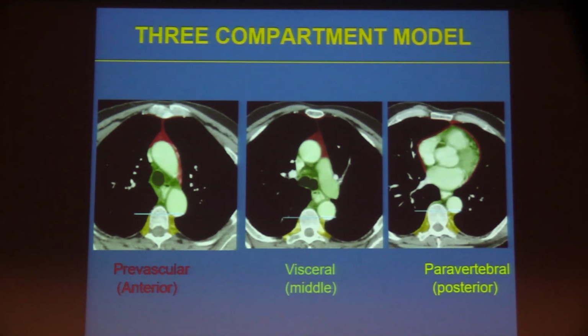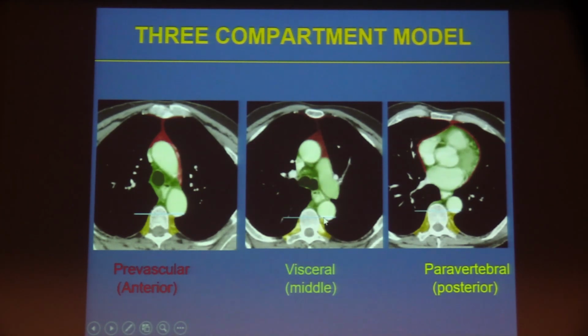So right now, the prevascular mediastinum, which is the anterior mediastinum, is anything anterior to the pericardium. And remember that the pericardium wraps around the heart, so it's not just anterior, it's outside of the heart. And that's what's considered the anterior mediastinum or the prevascular. The division between the posterior and the visceral, or the middle mediastinum, is basically an imaginary line that we draw 1 centimeter posterior to the anterior portion of the vertebral body.